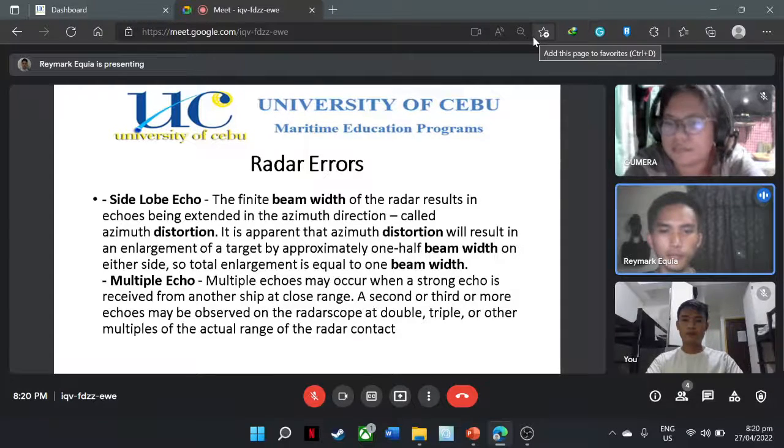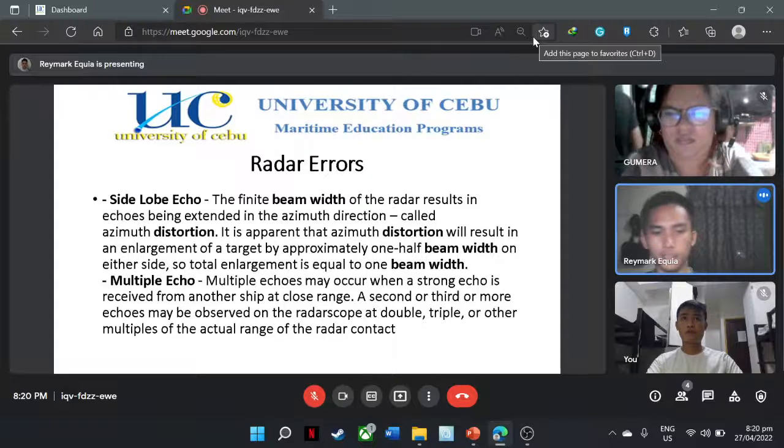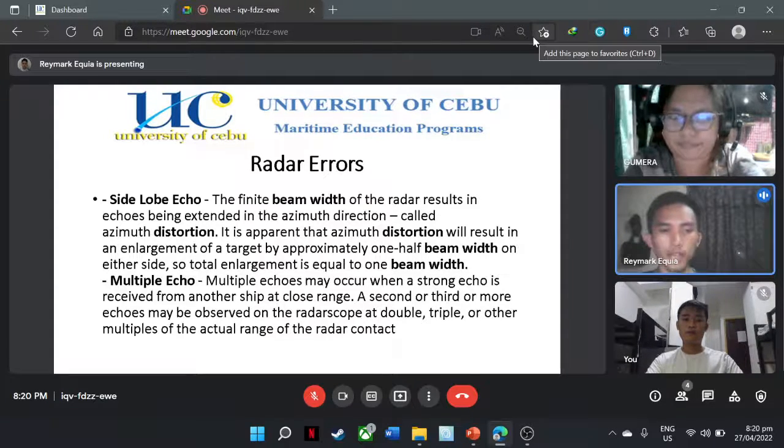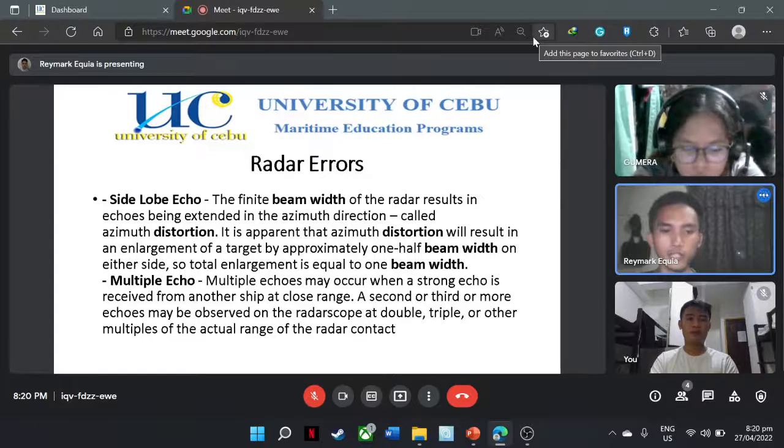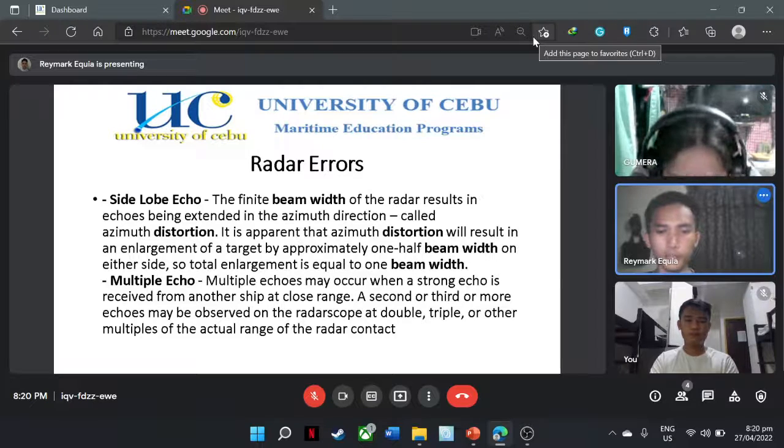The finite beam width of the radar results in echoes being extended in the azimuth direction, called azimuth distortion. It is apparent that azimuth distortion will result in enlargement of a target by approximately one half beam width on the other side. So total enlargement is equal to one beam width.